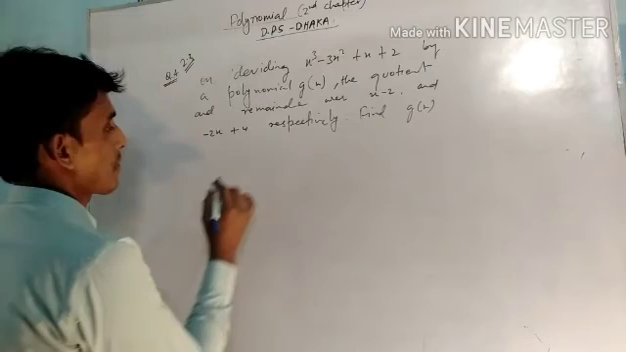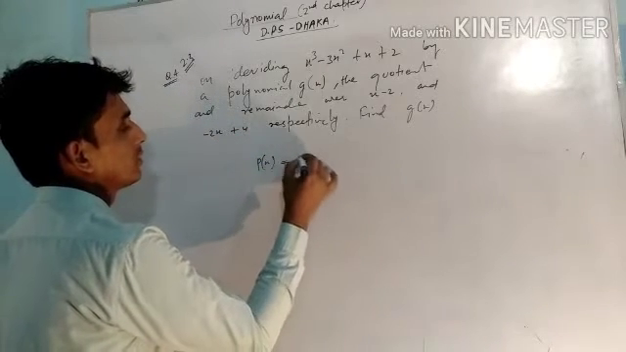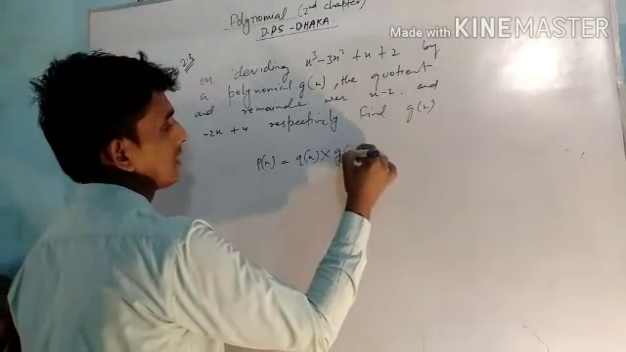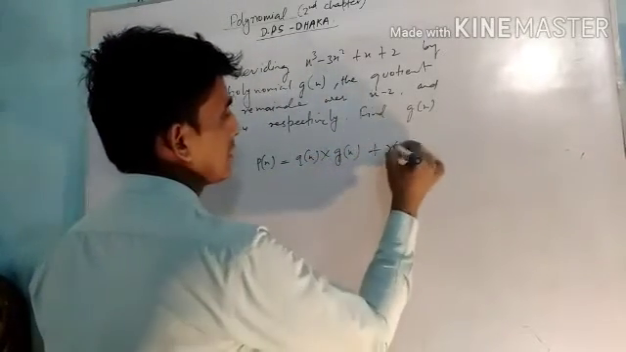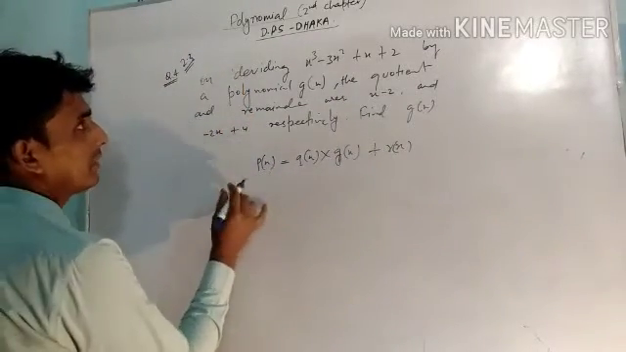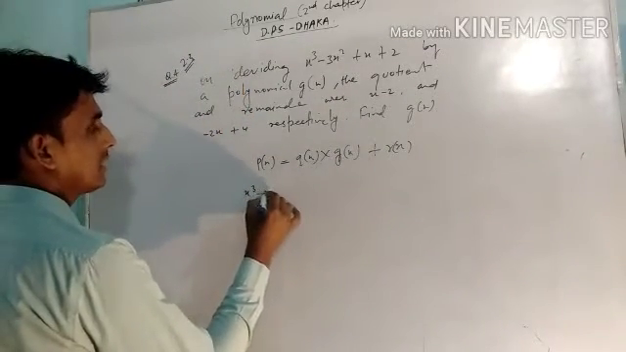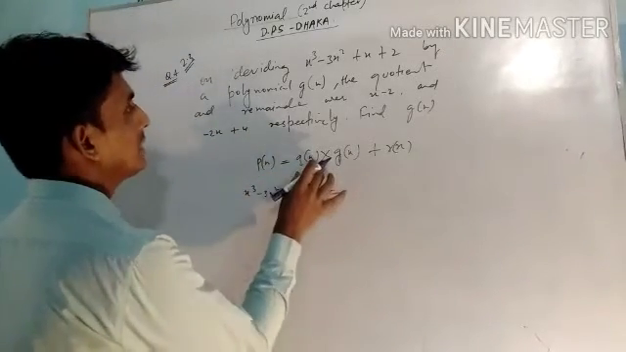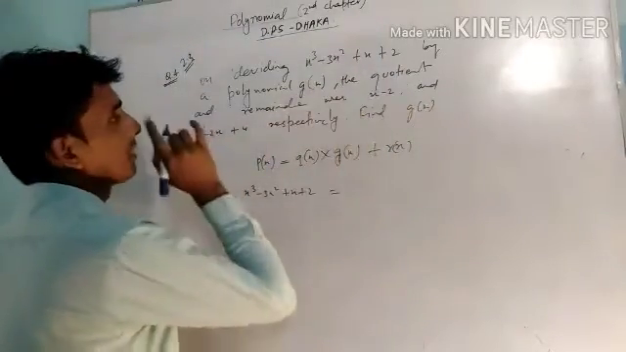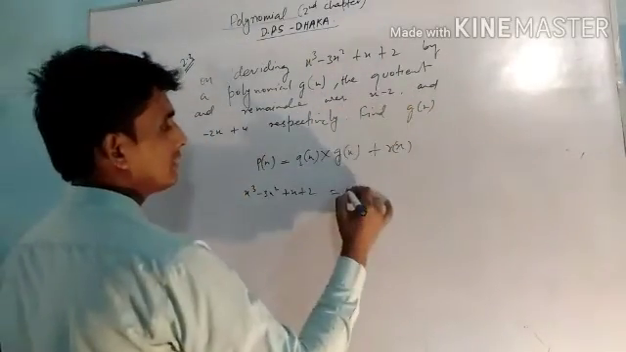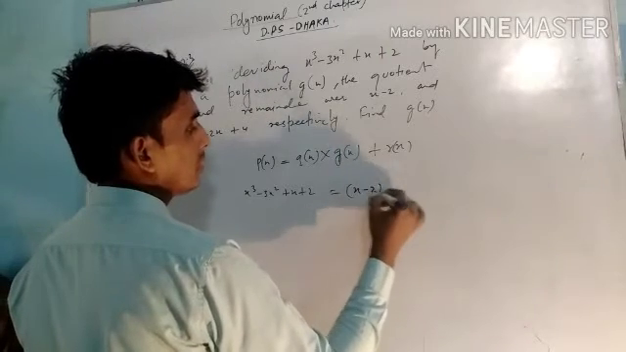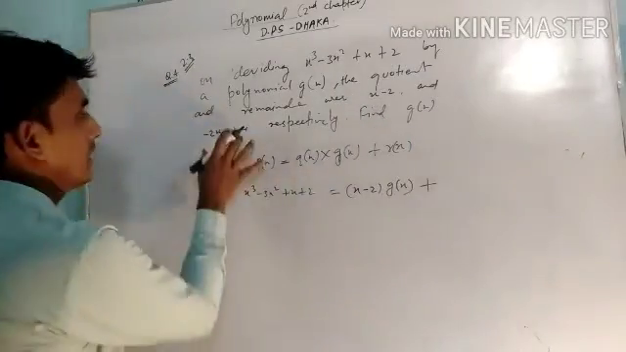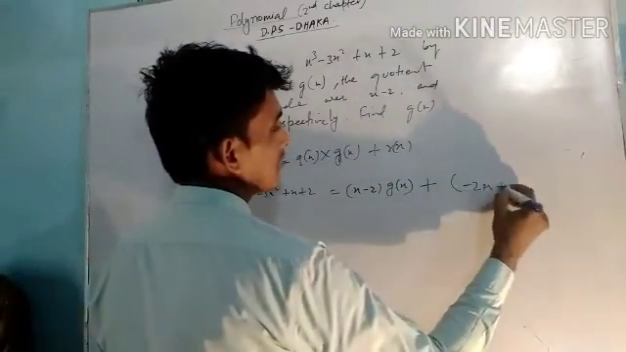We know that px is equal to qx into gx plus rx. So here px is given, that is x cube minus 3x square plus x plus 2, and qx is also given, that is the quotient polynomial, x minus 2. We have to find the gx, and the remainder polynomial is given, minus 2x plus 4.